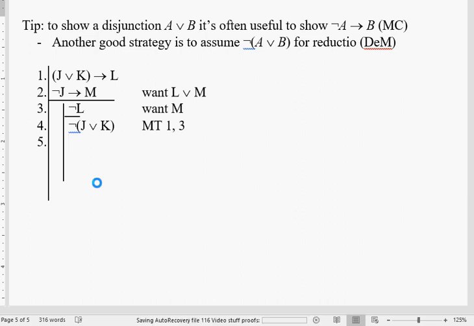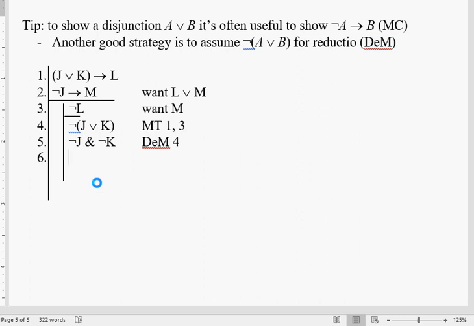Okay. Now I have line 4, something that I can demorganize. I could apply De Morgan's rule to it. A negated disjunction, you should definitely be thinking of De Morgan's rule with that. So it's going to be equivalent to not J and not K. Okay, so that line 5 follows by De Morgan's from line 4. And look at line 2. If not J, then M. That's going to help me out a lot.